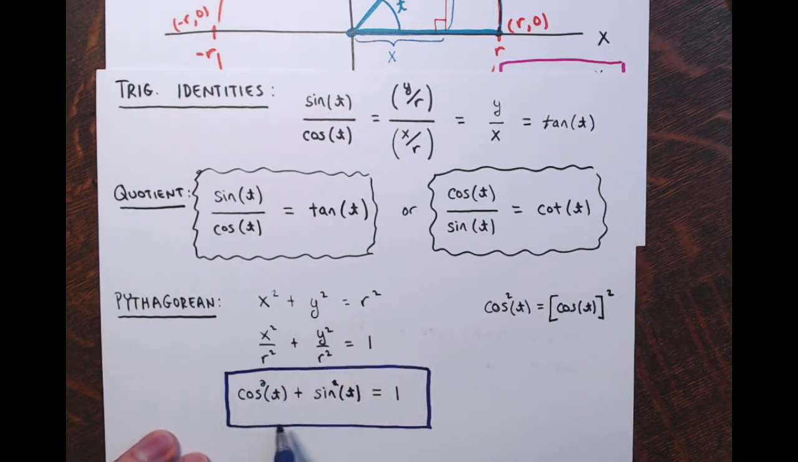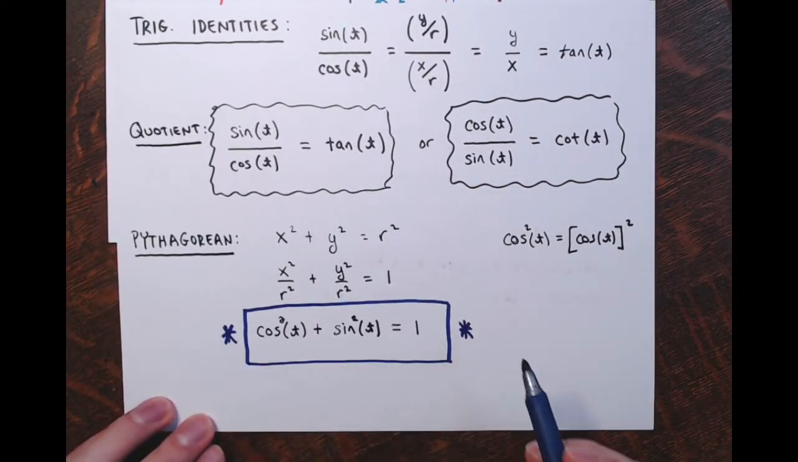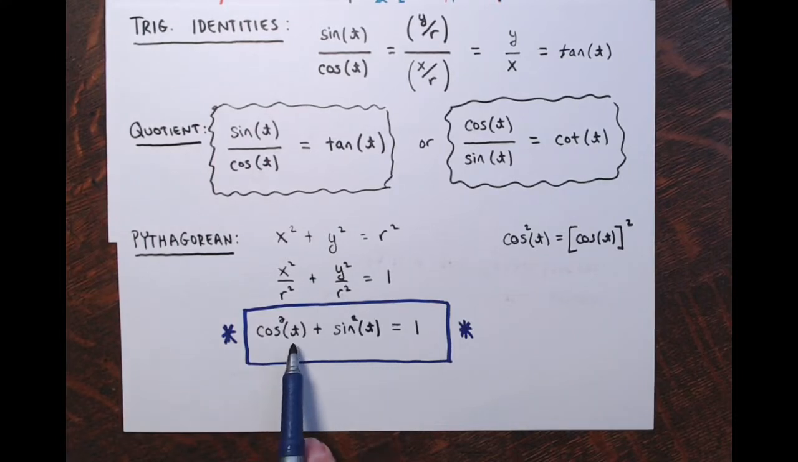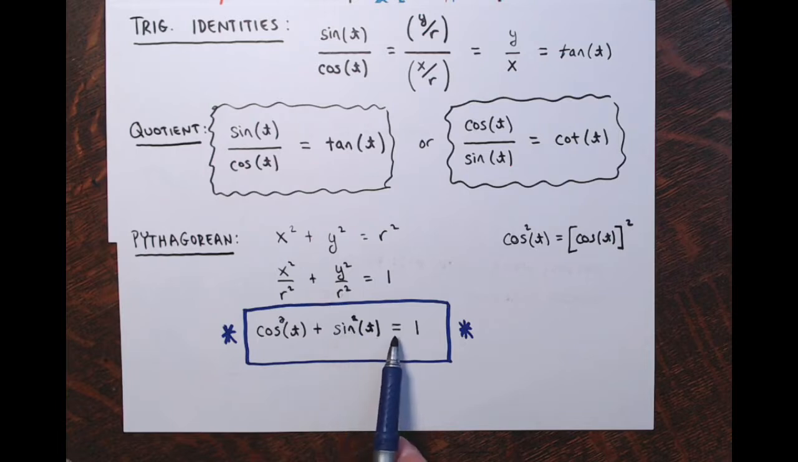This is true for any angle. For any angle, I'll put some stars next to it even, asterisks. If you're given an angle t, any angle, the cosine of that angle squared, times itself, plus the sine of that same angle squared, times itself, will always be equal to the number 1. And this is huge. This is again for this section. There is a whole objective about this particular identity. And there are some other ones, but we'll get to those at a later date.